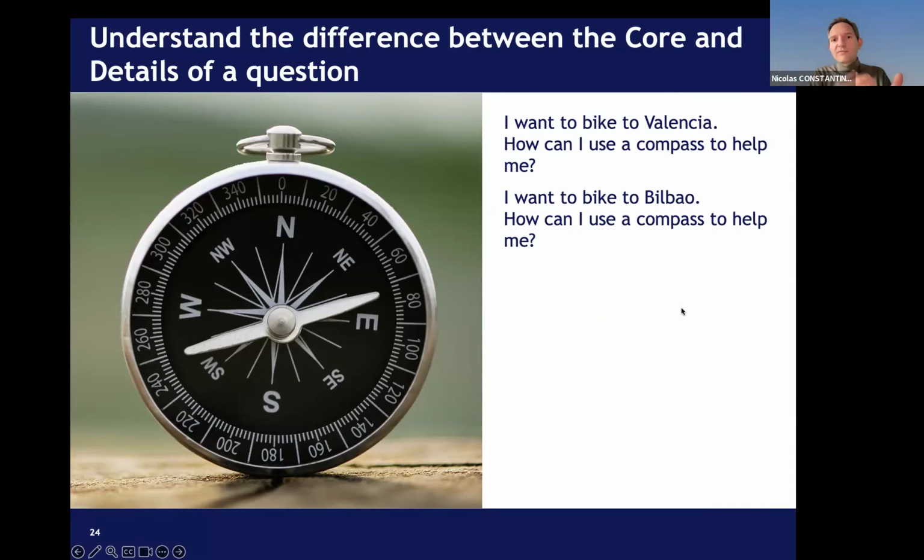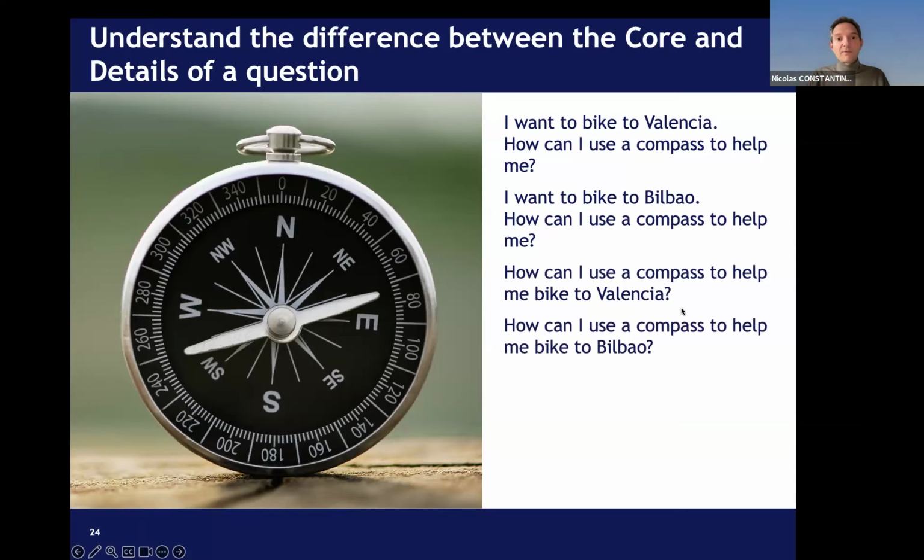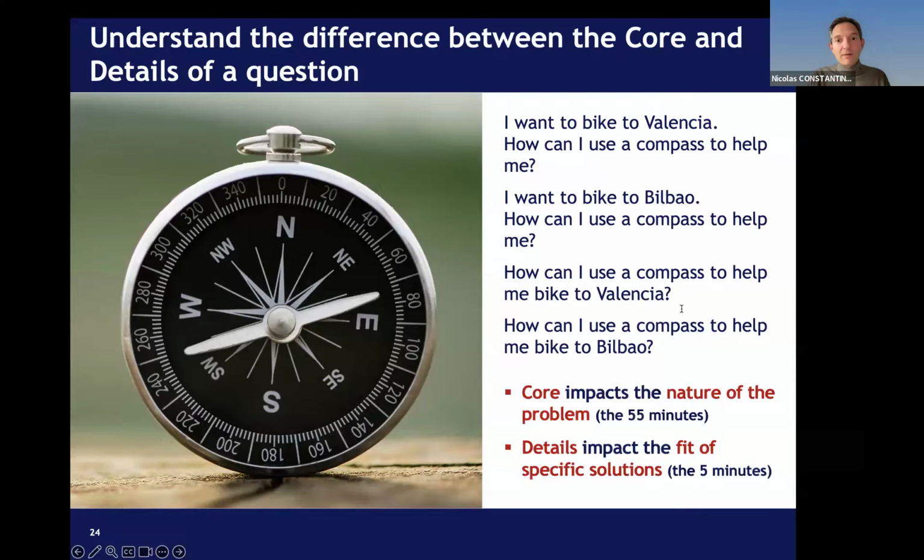So if I slightly reframe my phrasing now, basically we have two problems. One is, how can I use a compass to help me bike to Valencia? The other one, how can I use a compass to help me bike to Bilbao? But that's the same problem, right? So the core here, using a compass, defines the nature of the problem. The detail in the question, Valencia, Bilbao, impacts the fit of the specific solution.